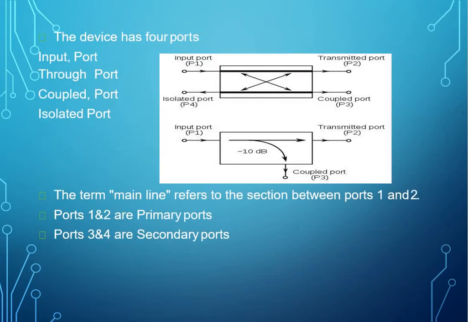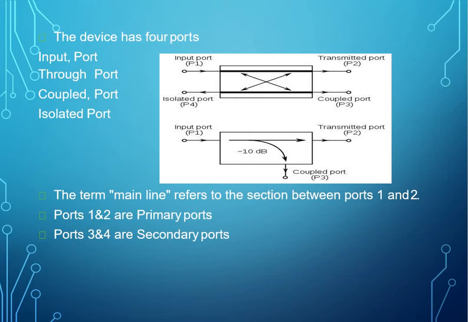There are 4 different ports. One is the input port, the transmitted port, the isolated port, and the coupled port. The transmitted port could also be called the through port. We could see 2 different directional couplers. One is a 4-port directional coupler, another one is a 3-port directional coupler.